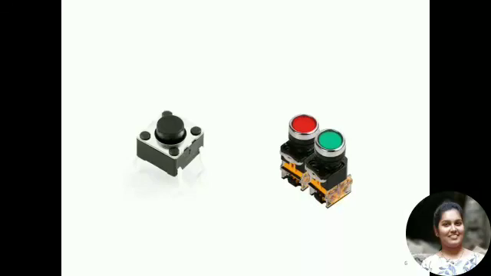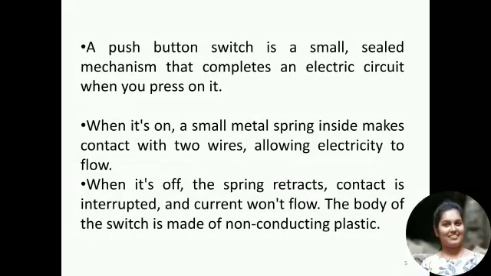And when the push button is off, the spring expands again and contact is interrupted, that is, breaking of the circuit will be done, and the current won't flow. Okay, when we are pushing the button, the spring inside it makes the two wires come in contact with the power supply, allowing the electricity to flow. That means electricity will be flowing in this position when the button is pushed or the spring is pushed inside.